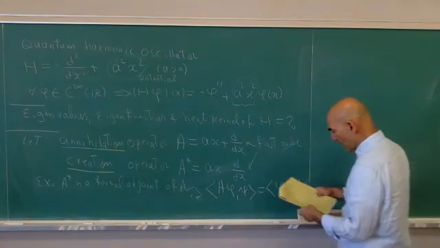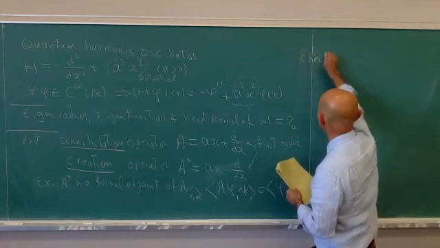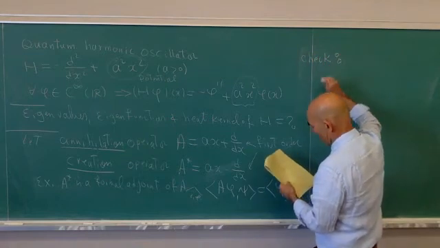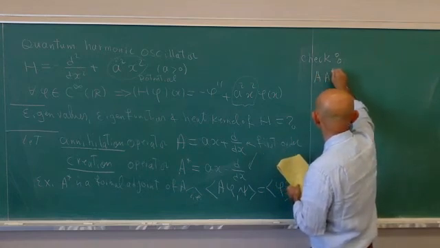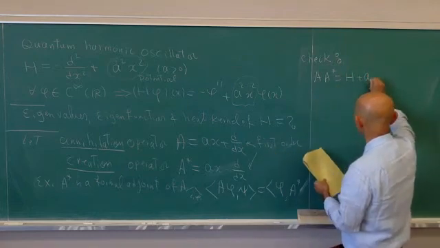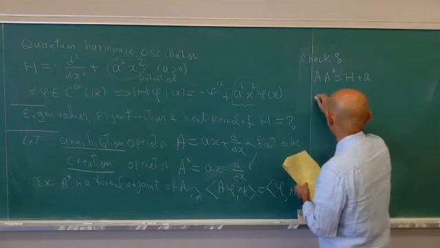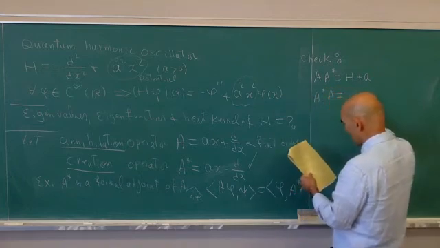Okay, that's one thing. Now, there is some algebra that's important, so you can check that A A star is equal to H plus little a, and A star A is equal to H minus a.